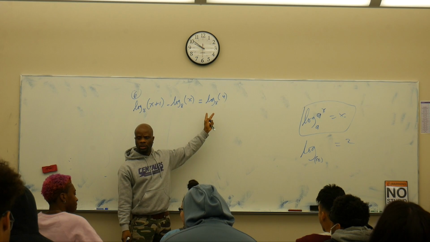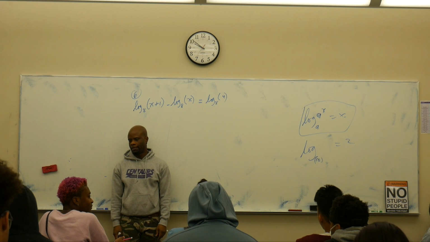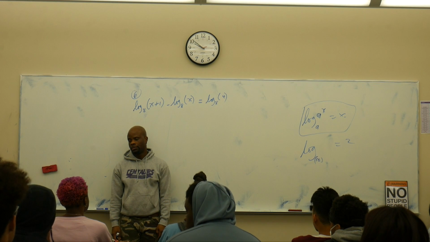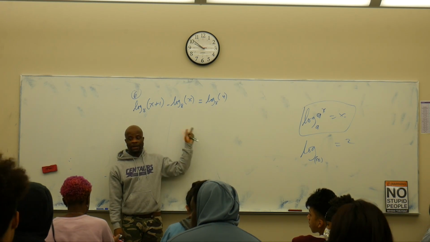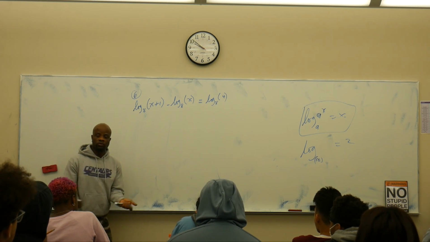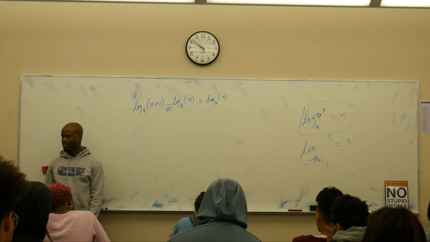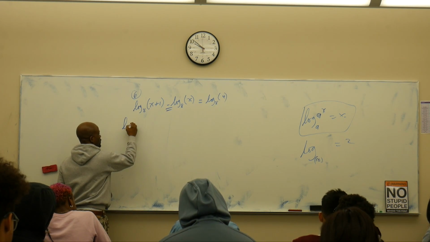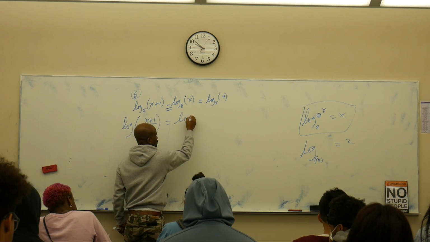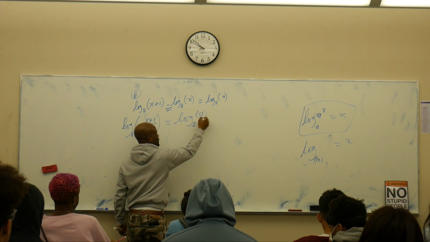So on this one, they already did the first step for us. They got everything in the log of the same base. So what I have to do is just go to my next step. I have a subtraction here. When I condense it, what do I get? A division. So this is the log of x plus 1 over x is equal to the log base 8 of 4.